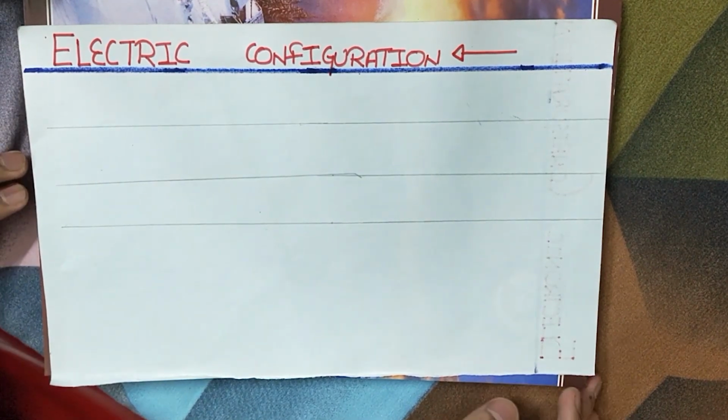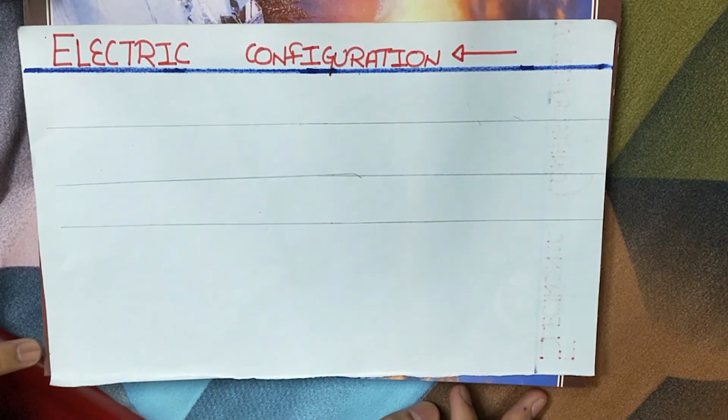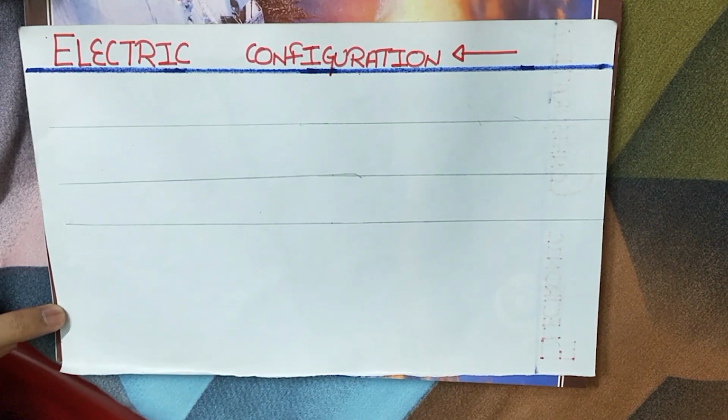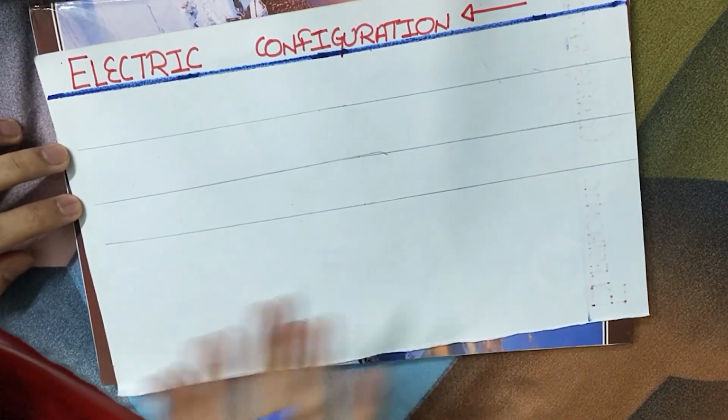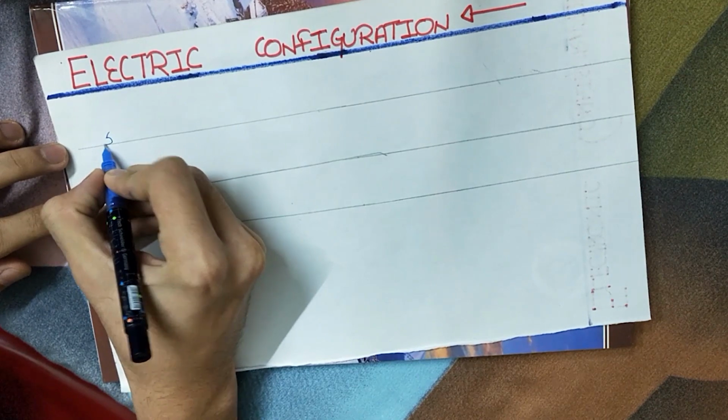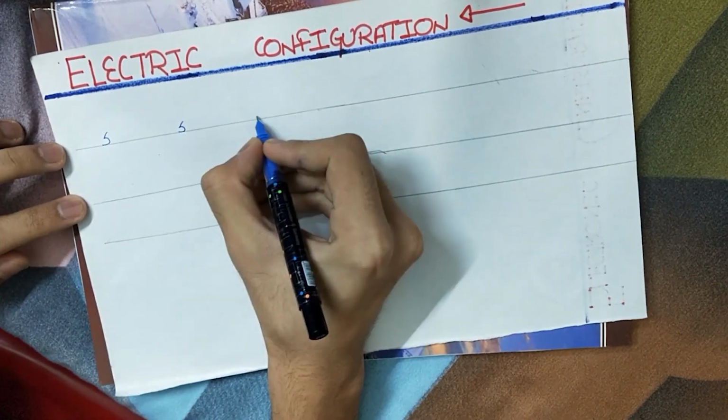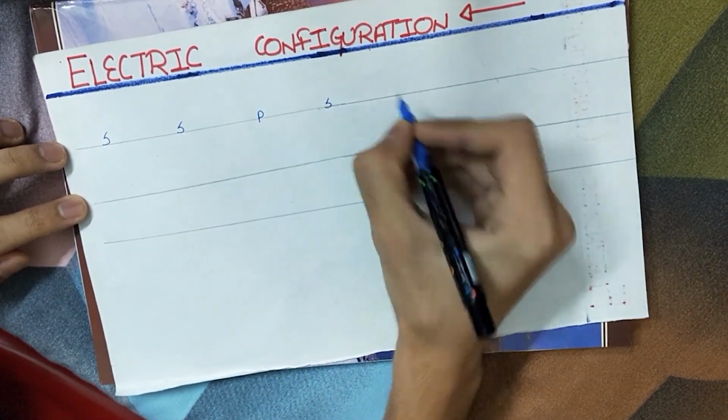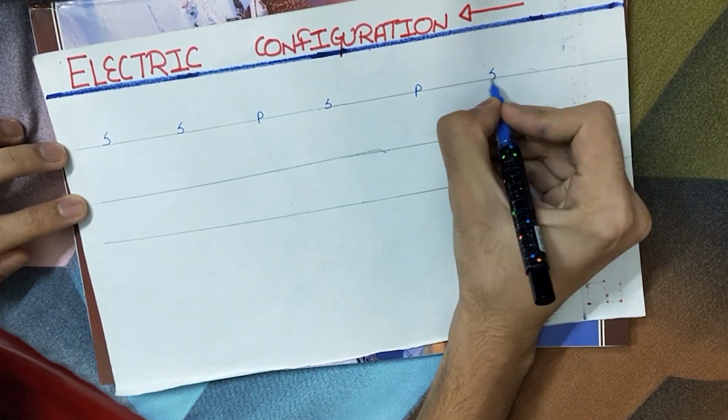Hello guys, today I have a golden trick to write electronic configuration up to element number 120. It is as simple as just repeat after me. School, school, public school, public school.